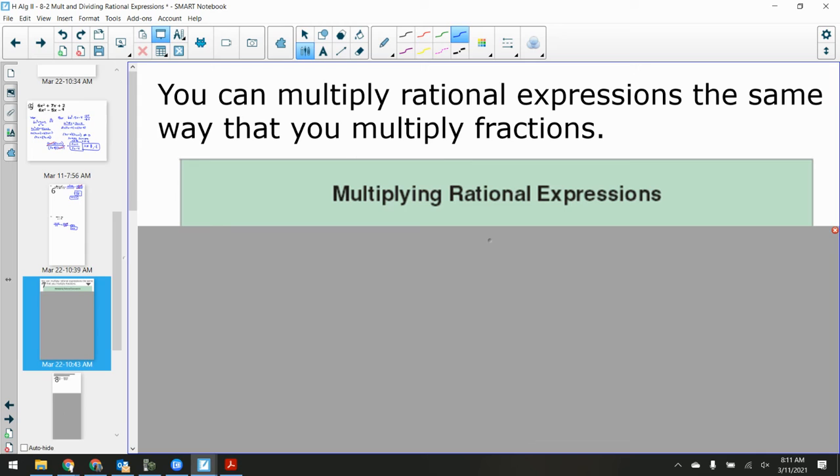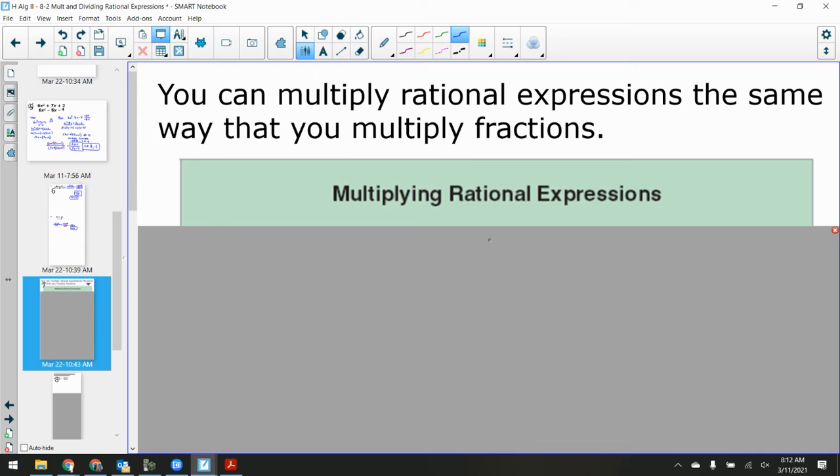All right, now, multiplying rational expressions. First, factor all numerators and denominators completely. Second step, divide out any common factors of numerators and denominators. Remember the whole cross-simplifying thing. That is going to be vital when we do this. If you don't cross-simplify, it will make your life so hard in the end.